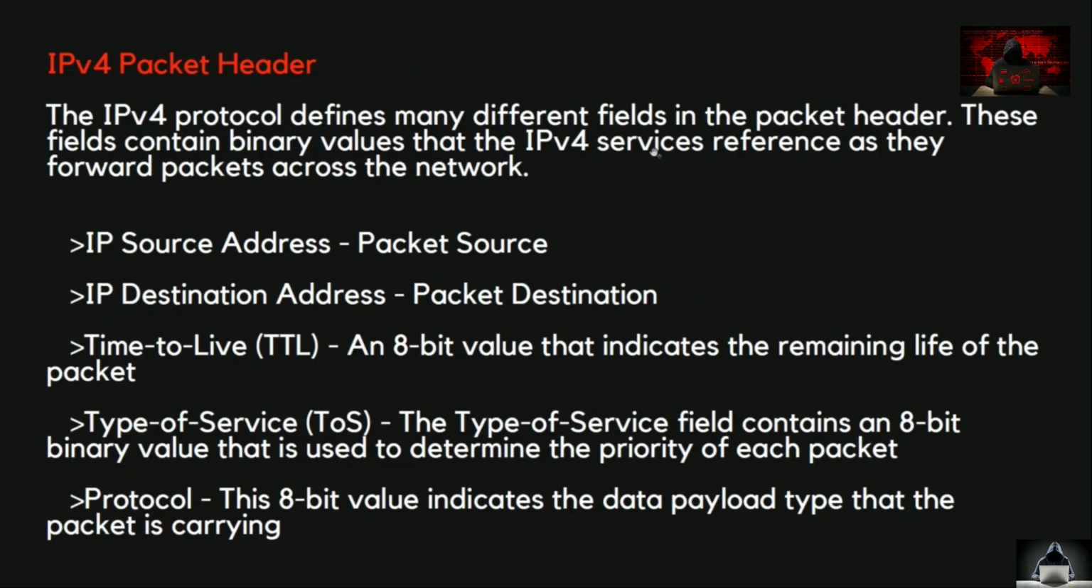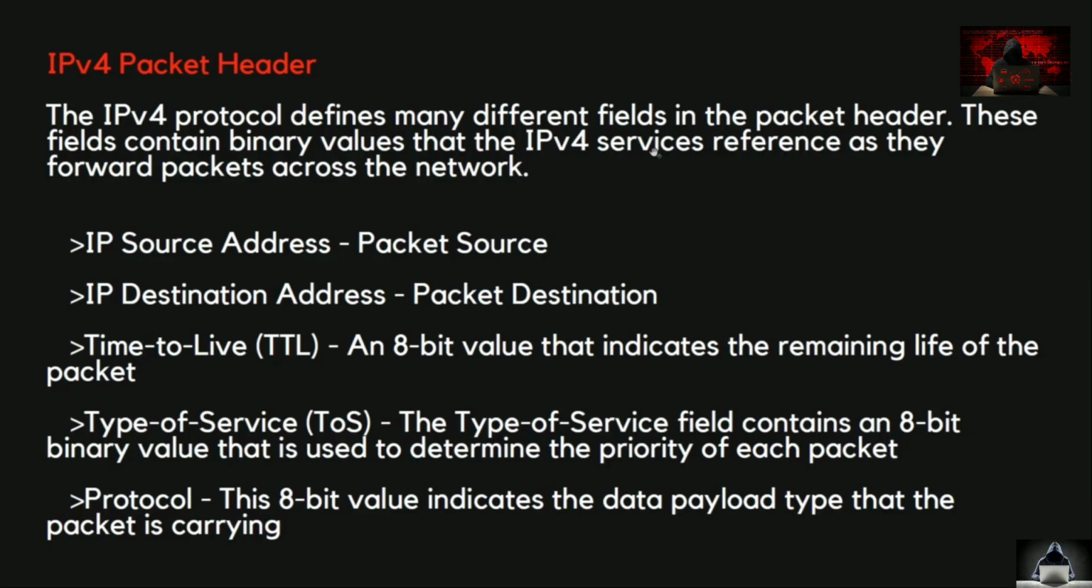Now, when we look at the IPv4 packet header, it's very important to understand the information that is contained within the header. The IPv4 protocol defines many different fields in the packet header. These fields contain binary values that the IPv4 services reference as they forward packets across the network. As you can see, firstly the IP source address, the packet source: where is this packet coming from? You then have your IP destination address: where is this packet going to? What IP address is this packet destined for?